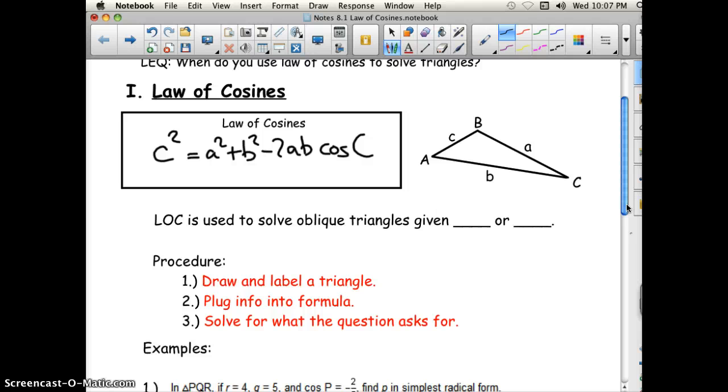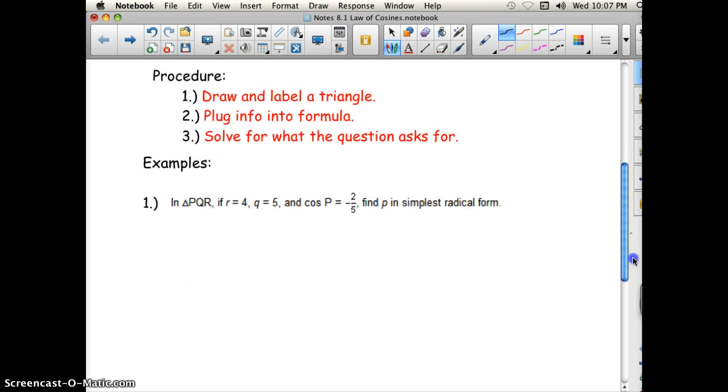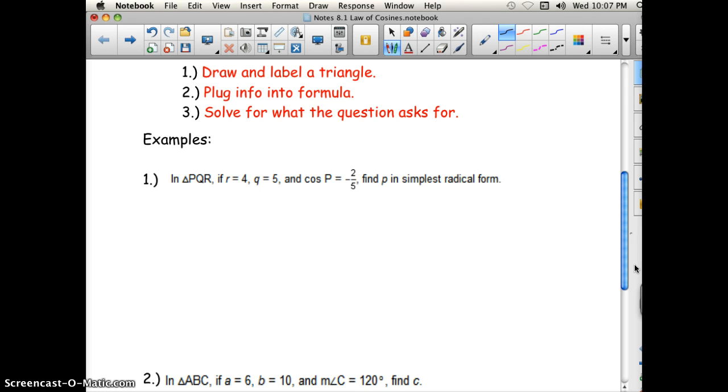When you are given all 3 sides, you can solve and find an angle. Or when you're given side, angle, side, which is 2 sides and the angle in between them, you can use the law of cosines to solve. Procedure: draw and label a triangle, plug info into the formula, and solve for what the question asks for.